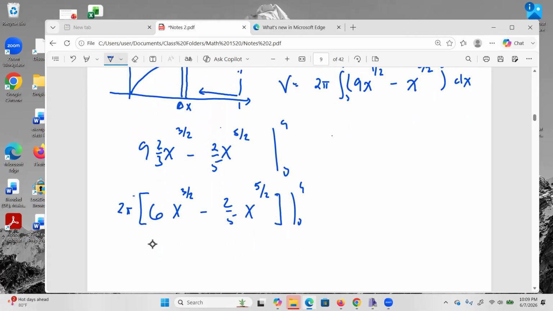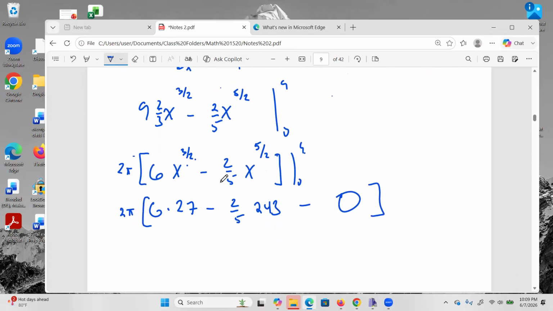So let's see here. We have 6. If I plug in 9 here, 9 to the 3/2 power, well, 9 raised to the 1/2 power is 3, and 3 cubed is going to be 27, minus 2/5. Plugging in 9 here, the square root of 9 is 3, 3 raised to the 5th power, and I think I got 243 for mine. Minus, when I plug in 0, we just get 0. So all of this is times 2 pi.